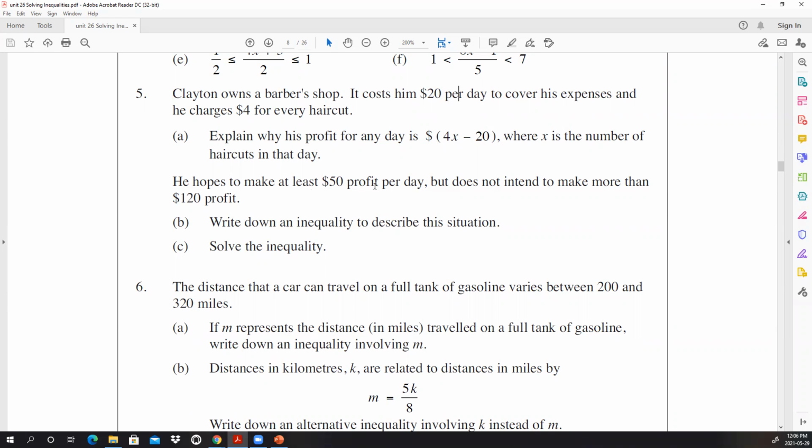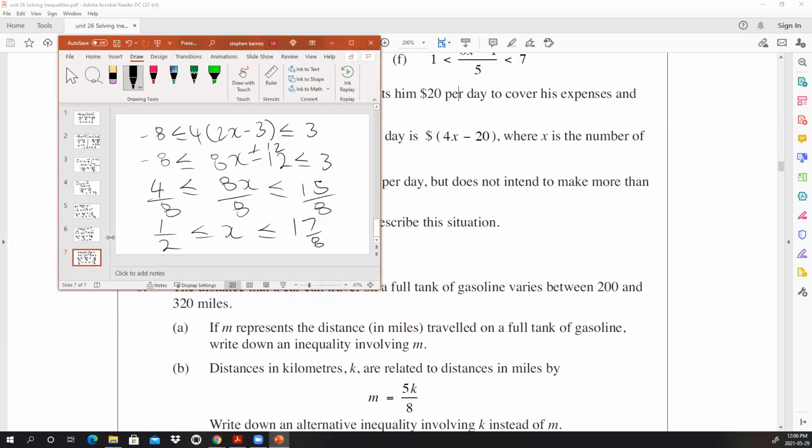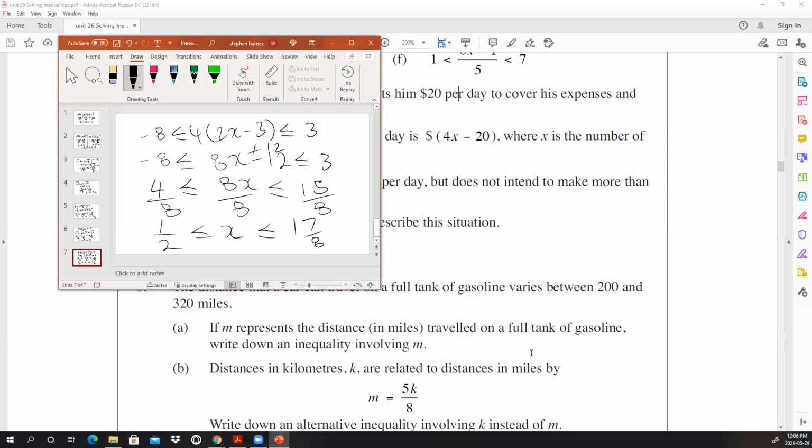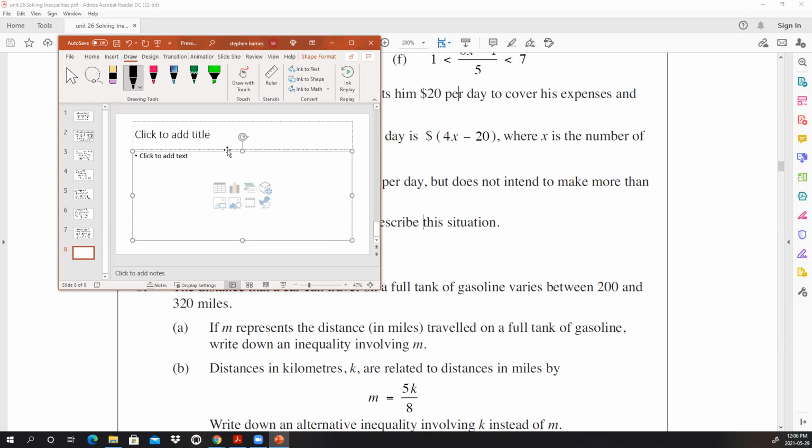He hopes to make at least $50 profit per day, but does not intend to make more than 120 profit. Write down an inequality to describe the situation. So this is the floor, and this is the ceiling, right? So we can look at it. A question like this, I would like you guys really to dig deep. I'm not going to do everything, but just to show you how one would approach this. Because this is like a nice little reasoning question, right?